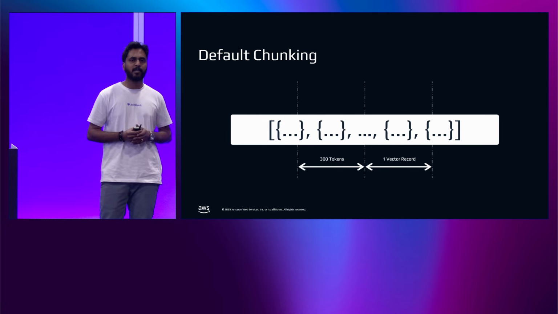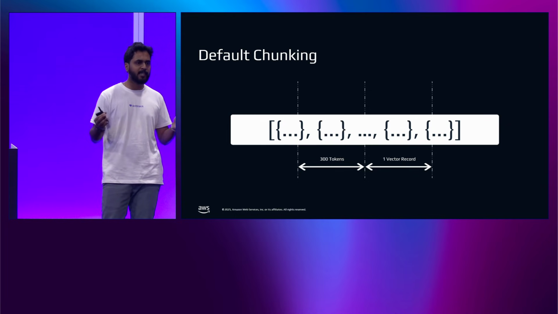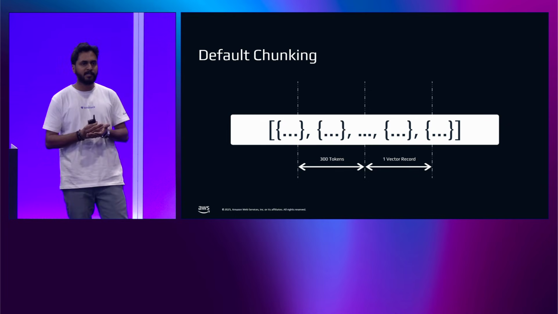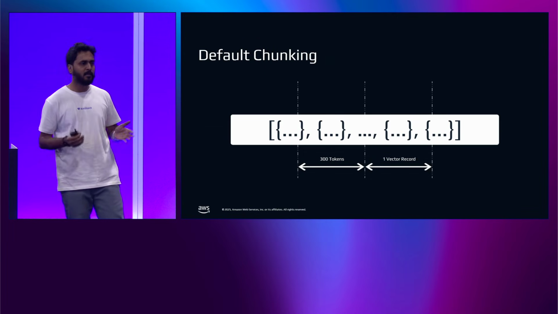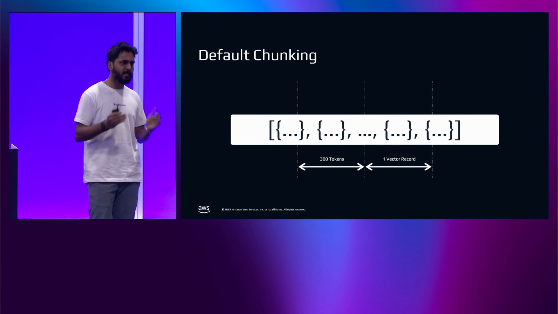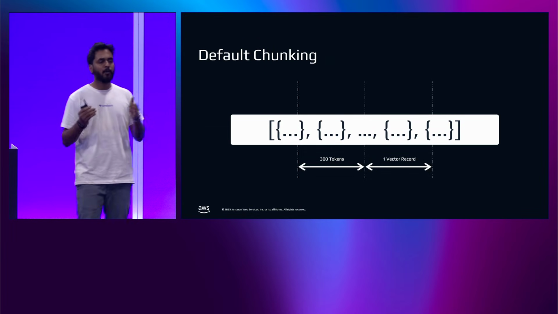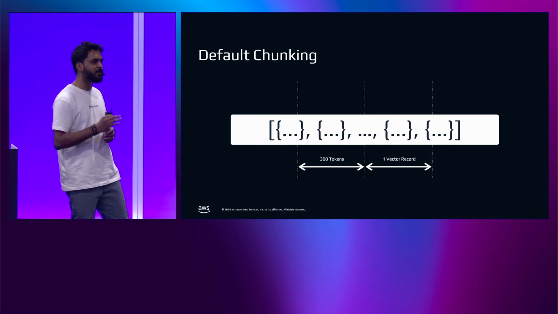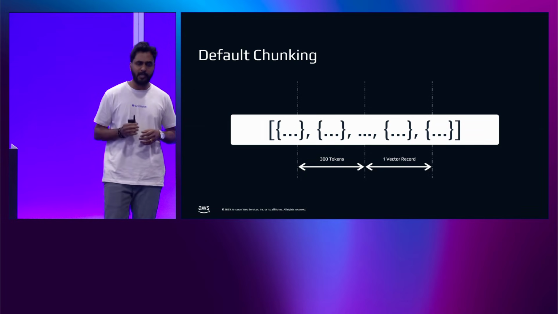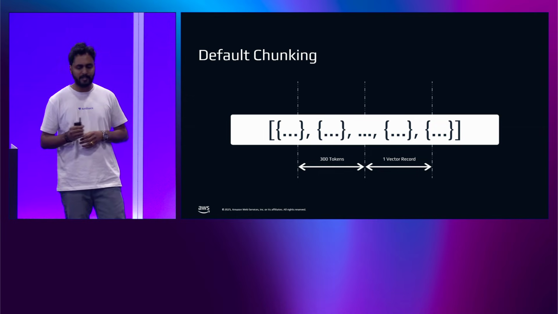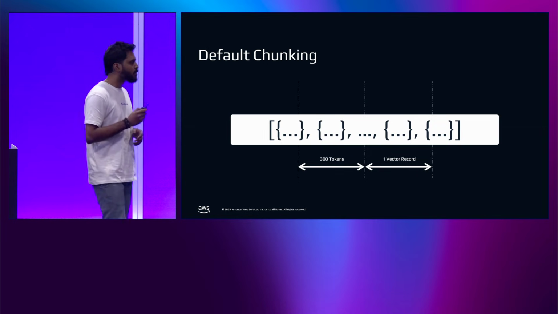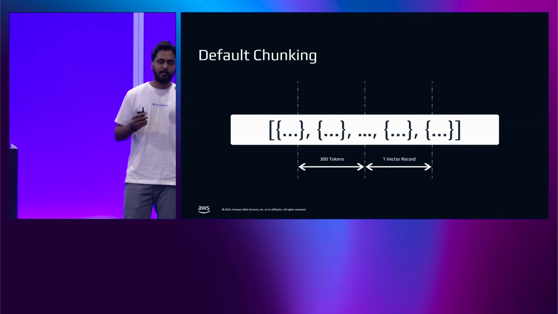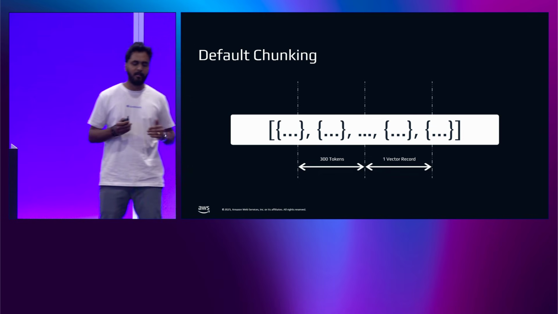So default chunking is basically taking the entire JSON file and splitting it into 300 tokens each, and then storing them as a vector record in the database. For the vector database, we used OpenSearch. Again, that's a very easy to create resource from the knowledge base. So each of these stored tokens is a separate record in the vector database.